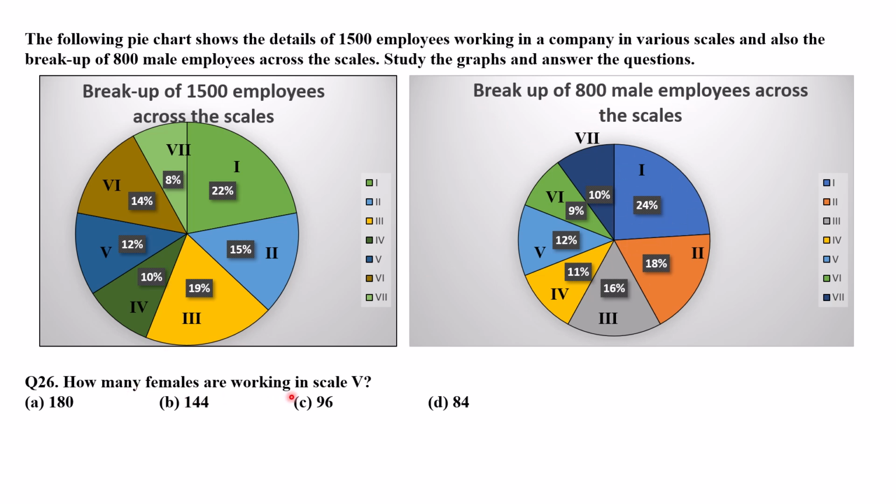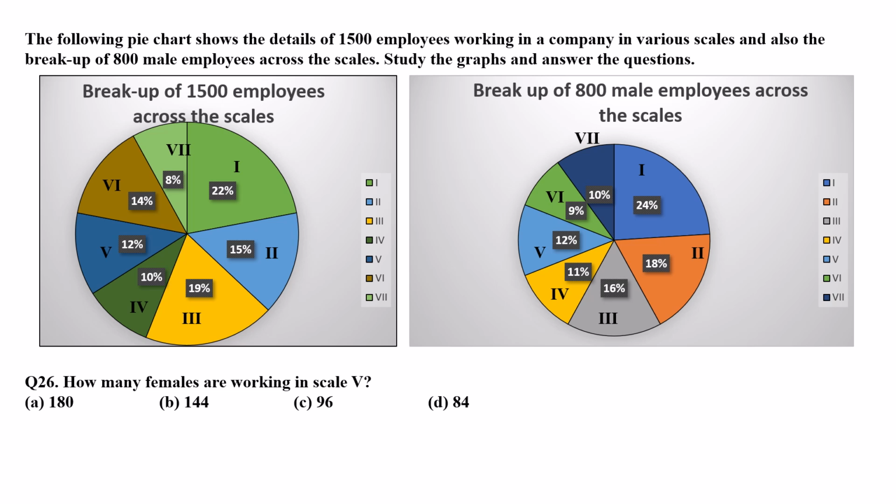How many females are working in scale 5? See, the information is given for total employees and then how many of them are male employees. So first we will find how many employees are there in scale V. Scale V is 12% of 1500. Then we will find how many male employees are in scale 5, so it is 12% of 800. And then we will subtract it, and we will get the number of females working in scale 5.